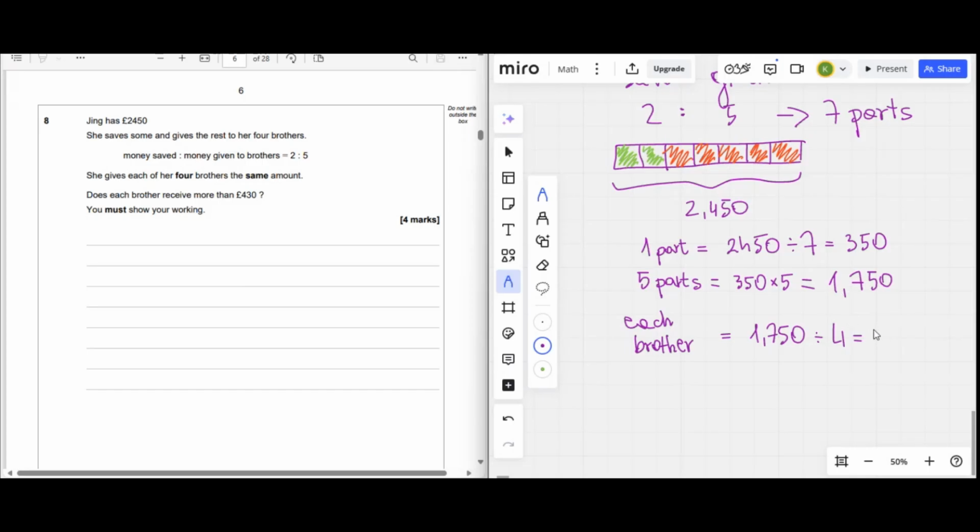So, 1,750 by 4. 437.5. Does each brother receive more than 430? Yes. Yes, this is more than 430. Lovely.